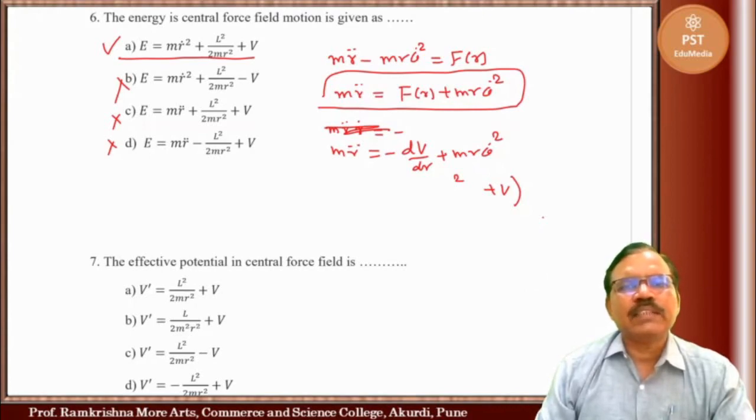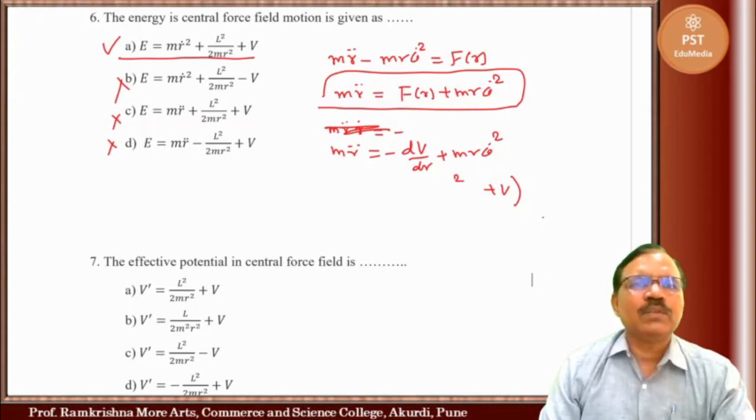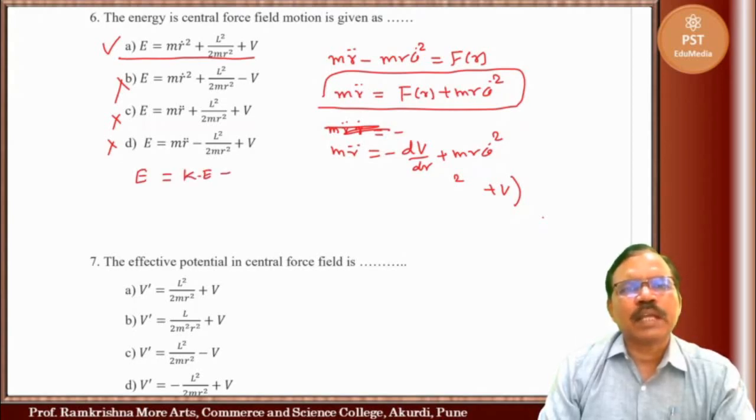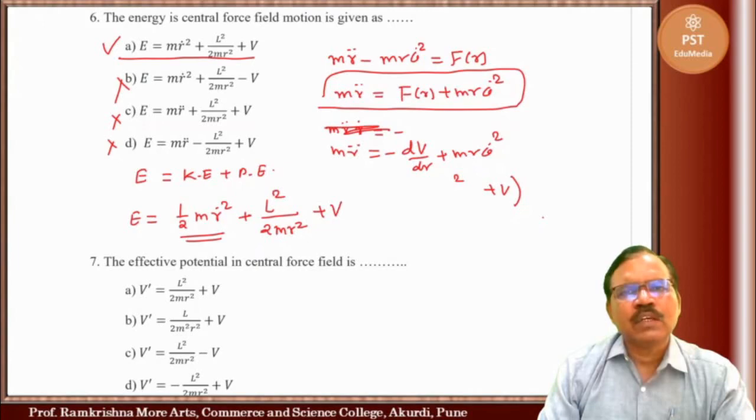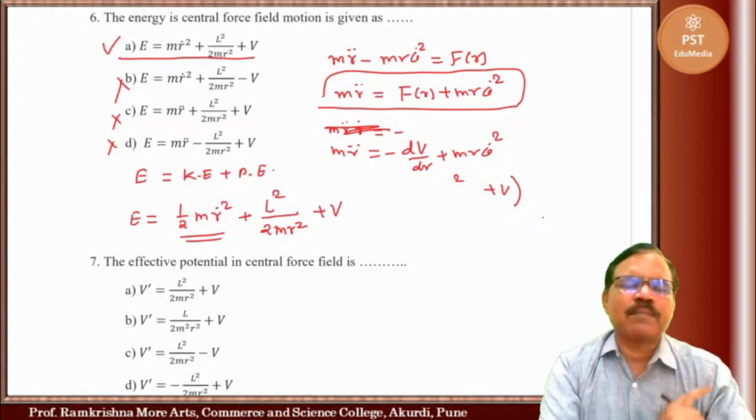Now the effective potential in central force field. Now here we have seen E, generally we can write total energy E is kinetic energy plus potential energy. Now if we see this E, E is equal to 1/2 m r dot square, this is kinetic energy, plus whatever energy remaining, that is potential energy, so L square upon 2m r square plus v. V is the potential energy in which that particle is moving.